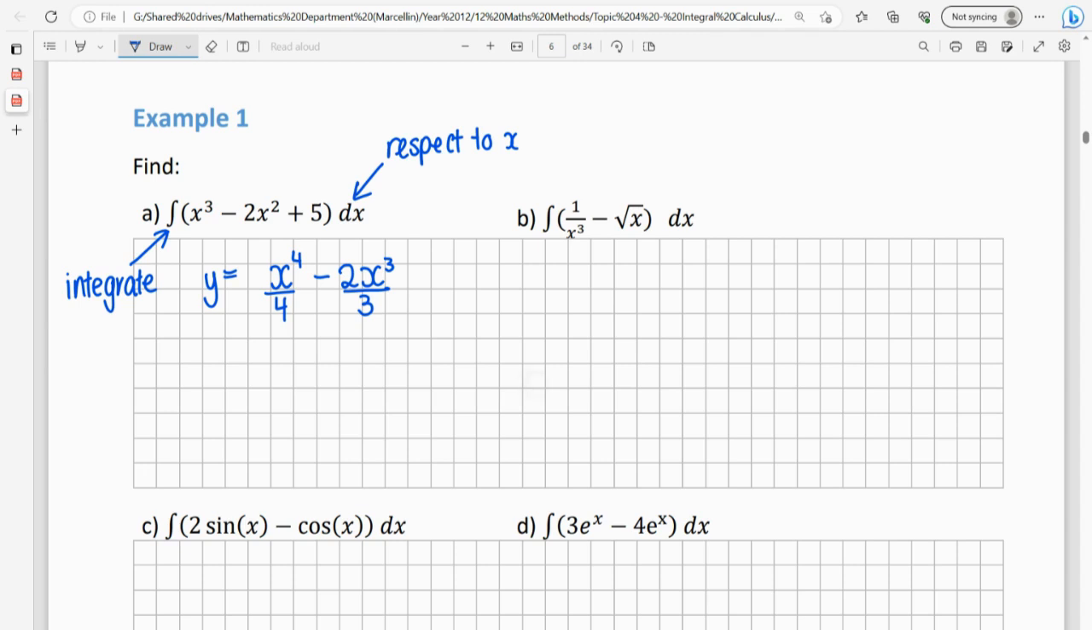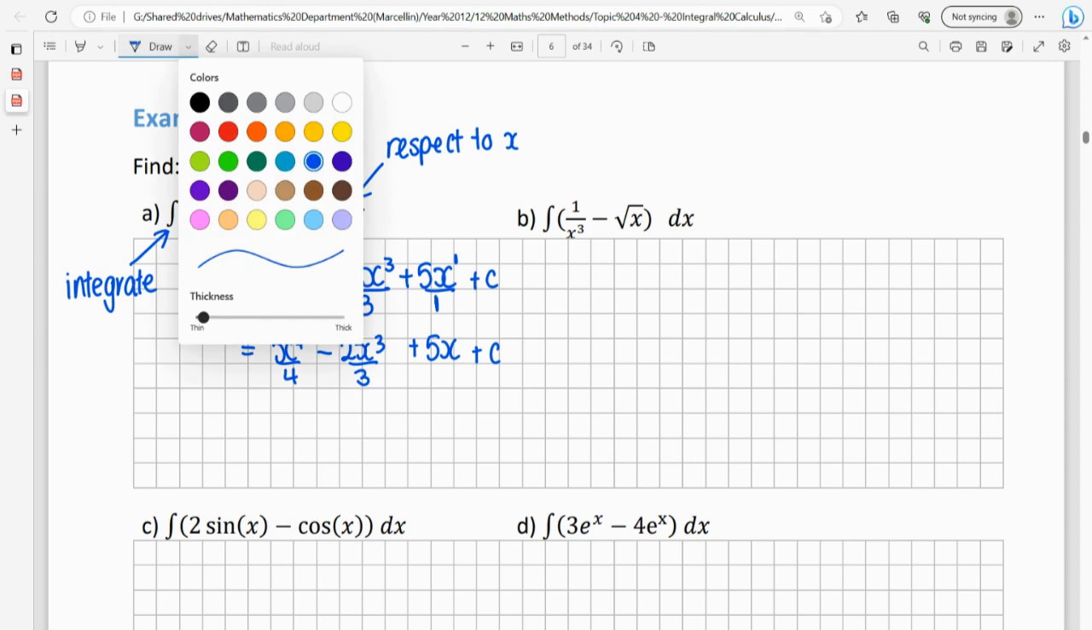Remember, we've got a constant, which means with a constant, all we're going to do is add on the x, because technically we've got a 1 here, and we divide it by 1, which we know is just 5x. So we don't necessarily need to write all those bits in. Now, what we need to remember is at all times at the end, we need to add on that constant. Okay, let's do the second one.